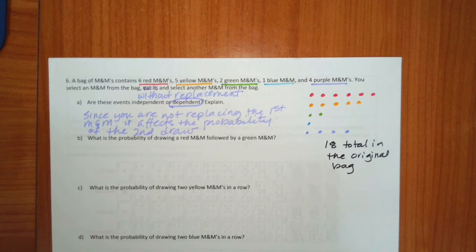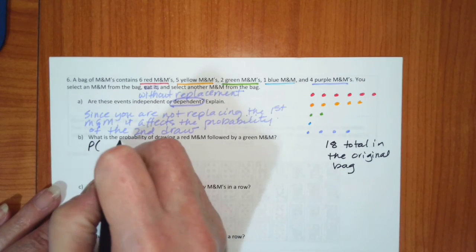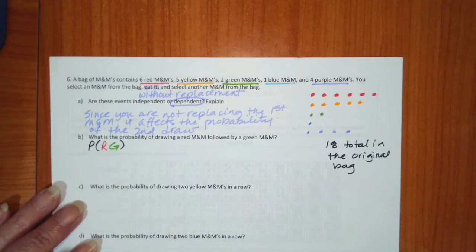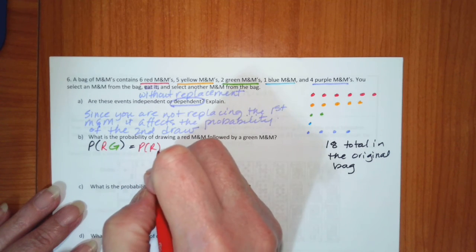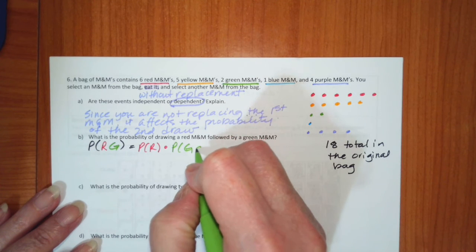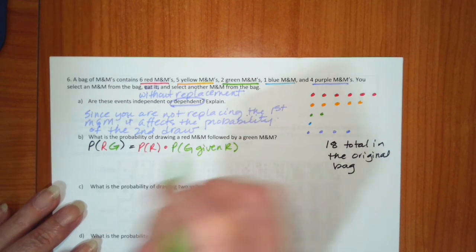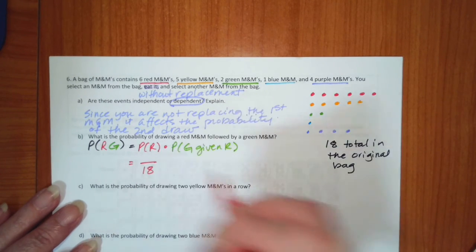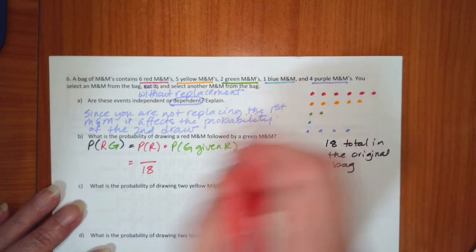Okay, so what is the probability of drawing a red followed by a green? What we're looking for is the probability of a red and then a green, which is the same thing as saying the probability of a red times the probability of a green given the red. So the probability of the red, we know on our first draw there are 18 total M&Ms, and there are 1, 2, 3, 4, 5, 6 red.